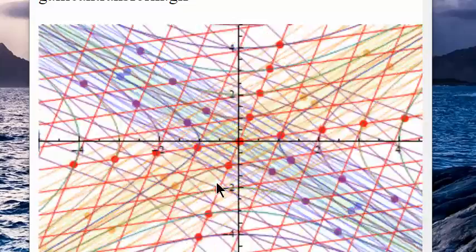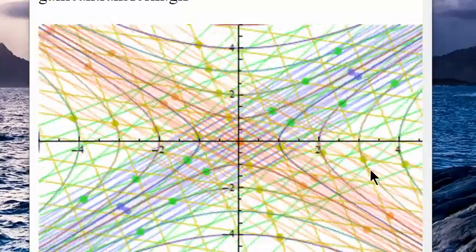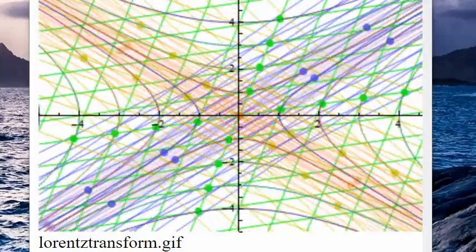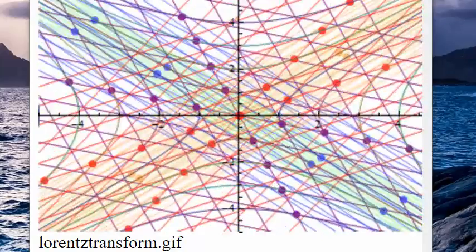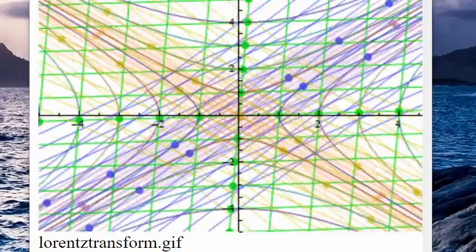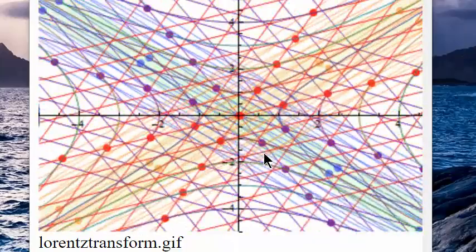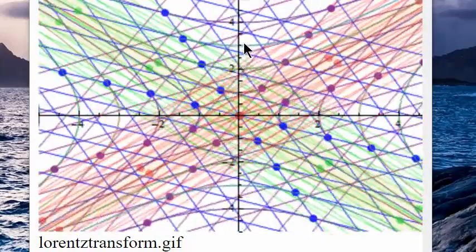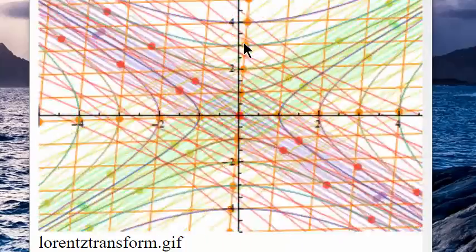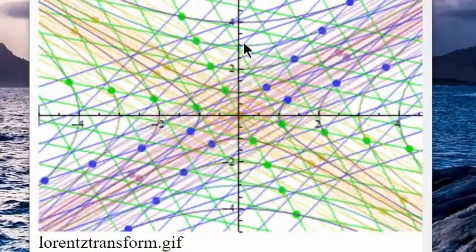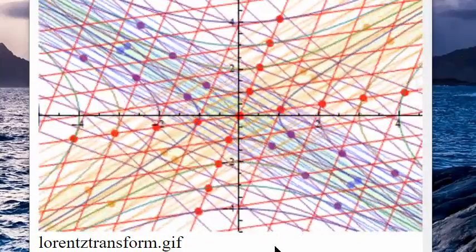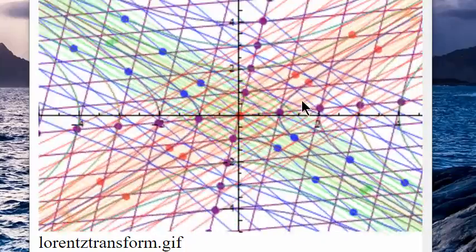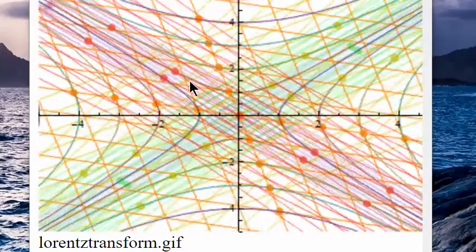Now let's look at another animation, except this time the vertical scale is changed from a small distance to a very large distance. We still see up here that we are becoming stationary with the green, blue, purple, red, orange, yellow, green, blue, purple coordinate systems. But instead of the events moving along straight lines, they're moving along hyperbolic arcs.